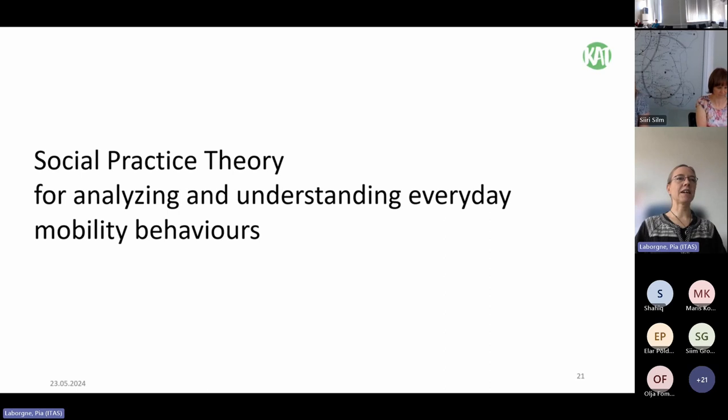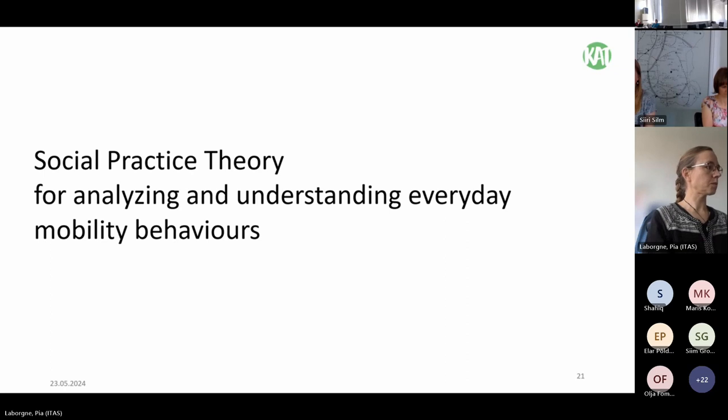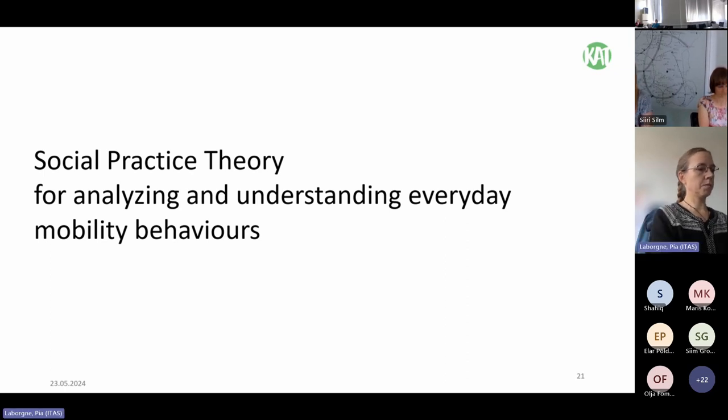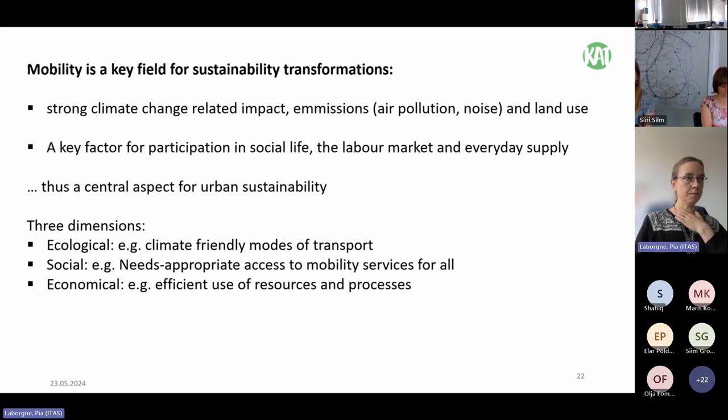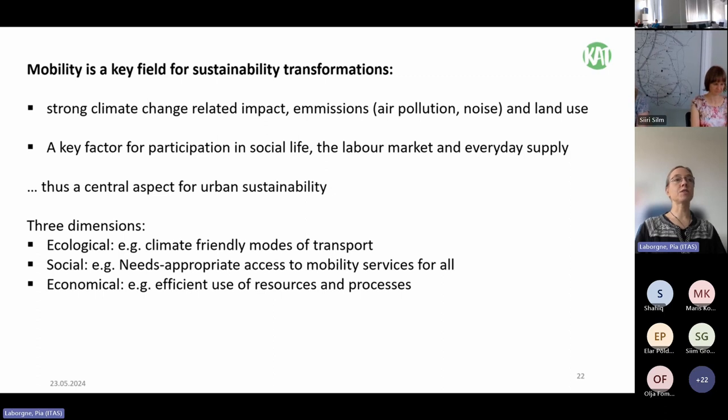For analyzing and understanding everyday mobility behaviors, we need a certain lens, we need a conceptual frame. And one of these possible frames is the social practice theory. First, to come back to mobility. Mobility is a key field for sustainability transformation. It has a strong climate change related impact on emissions, air pollution, noise, and land use. As you probably all work on mobility, you know that.